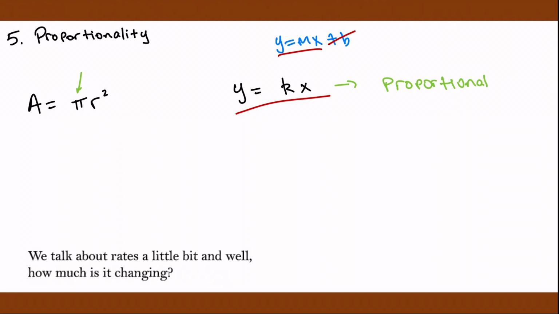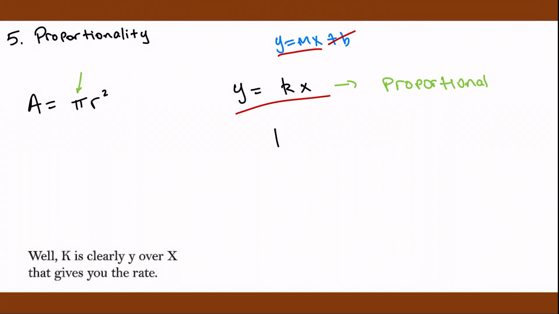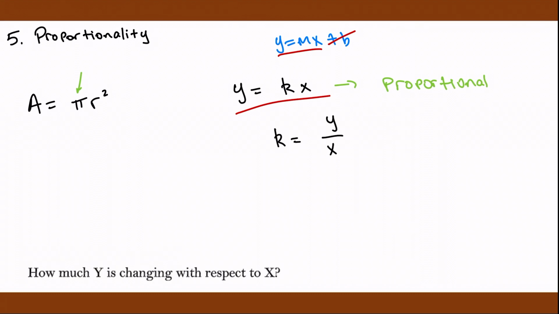That's almost it. We talk about rates a little bit and, well, how much is it changing? Well, k is clearly y over x. That gives you the rate, how much y is changing with respect to x. That's what this thing tells you.